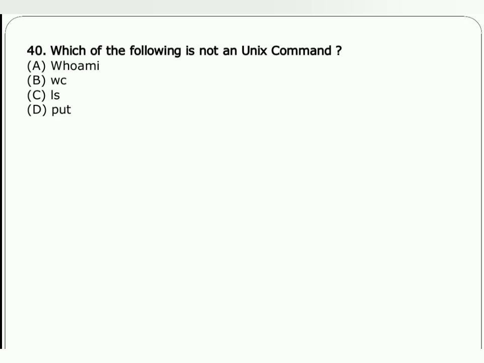Next, which of the following is not a Unix command? In the given commands: who am I, word count, list, put. The first 3 are Unix commands. Put is not a Unix command. Okay. So ls, list, will list the files from the current directory, whereas word count will tell you how many lines, words and characters are there in a file. And who am I returns your username. And put is not a Unix command. So the answer is option B.